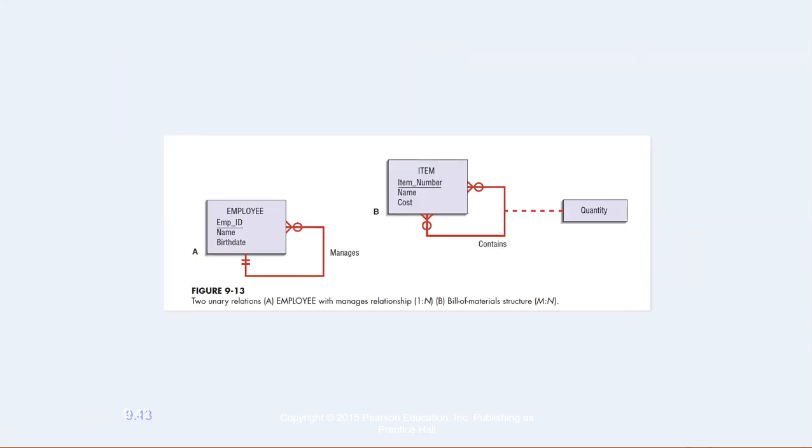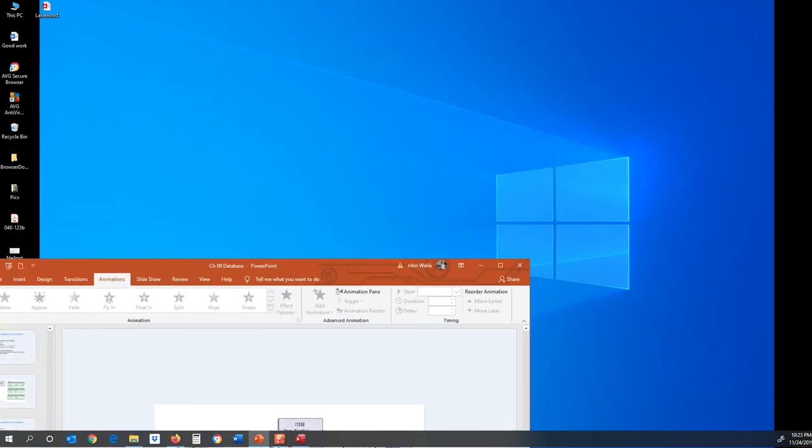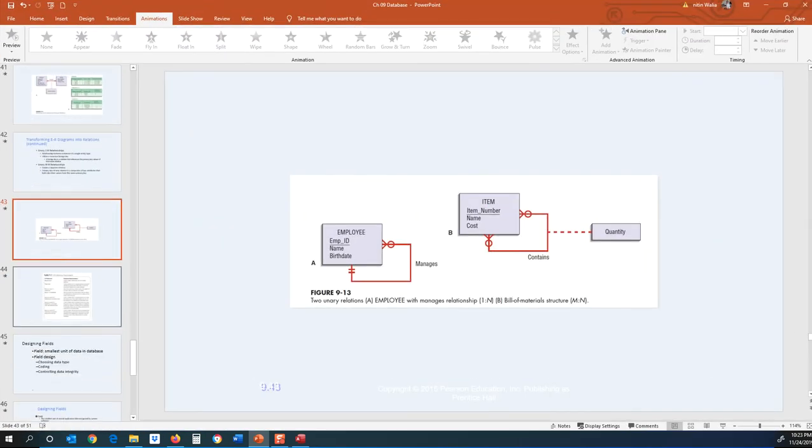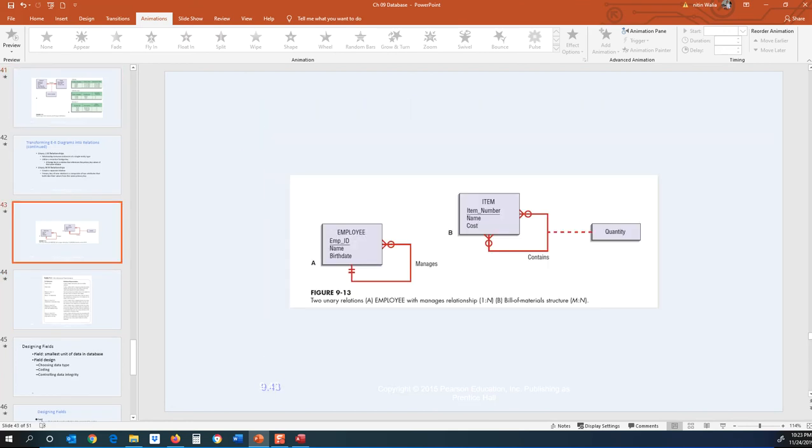And then you can see how a unary relationship, where an entity has a relationship with itself, is represented. How do we represent that? Looks like I deleted it. I'll add that back here.